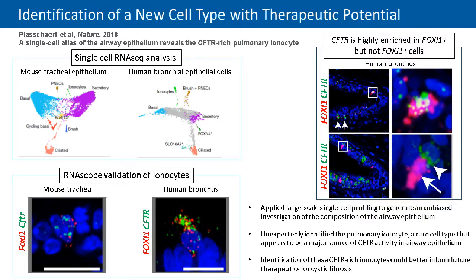Upon identifying this rare ionocyte cell population by single-cell RNA-seq, RNAscope confirmed the presence of the FOXI1 CFTR dual positive cell type in both mouse and human airway epithelium. These data suggest that the pulmonary ionocyte is the major source of CFTR activity in the airway epithelium. Identification of this ionocyte in normal human lung could aid in identifying the appropriate cellular target for cystic fibrosis gene therapies.